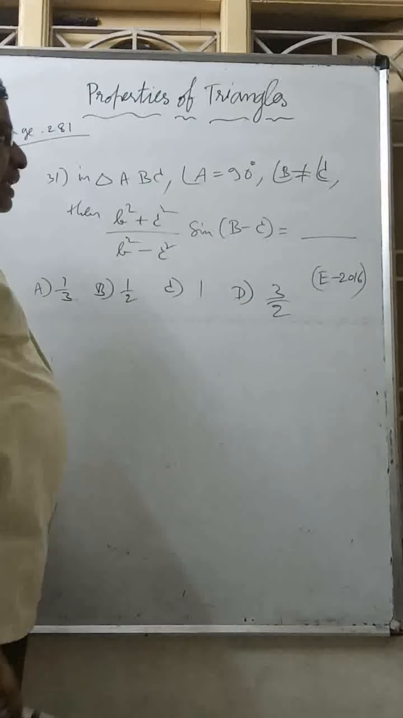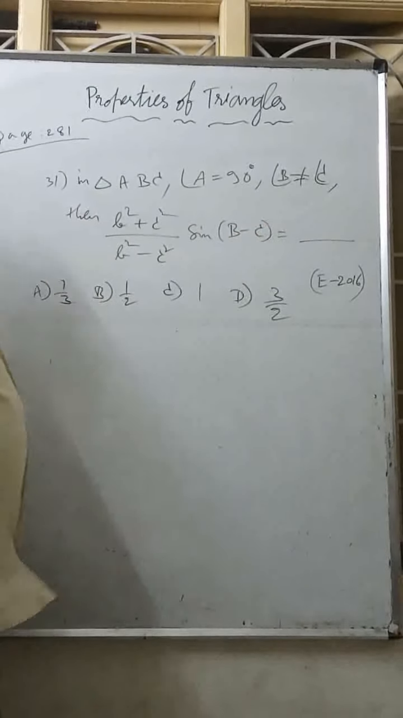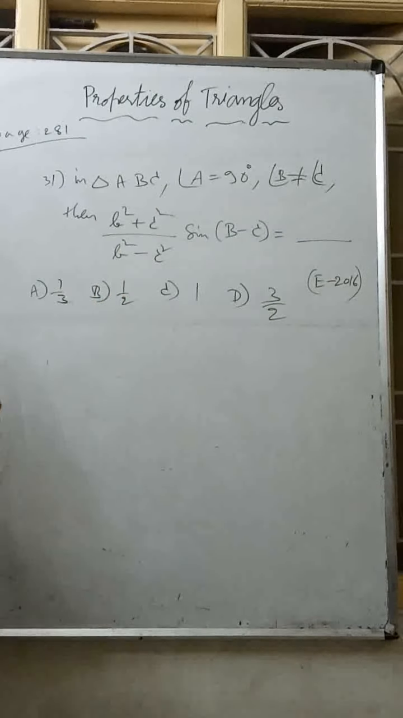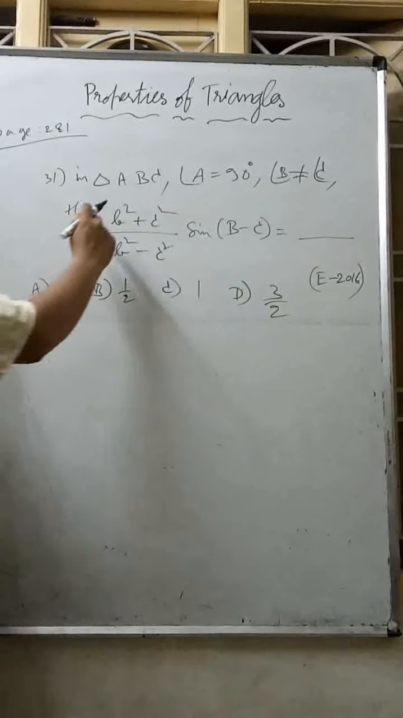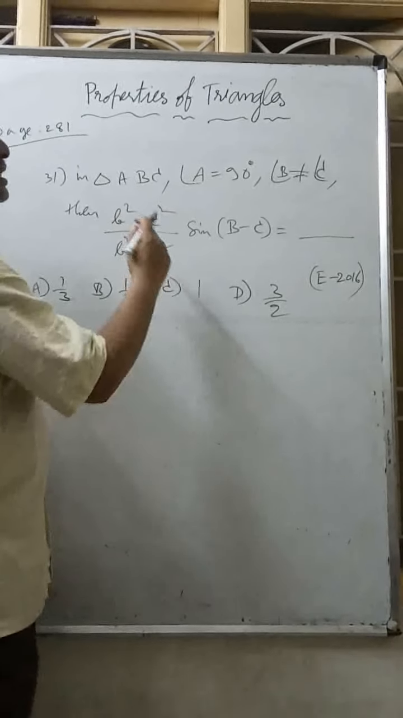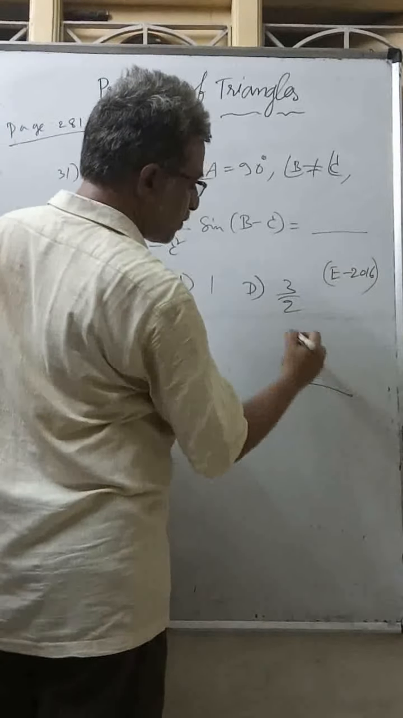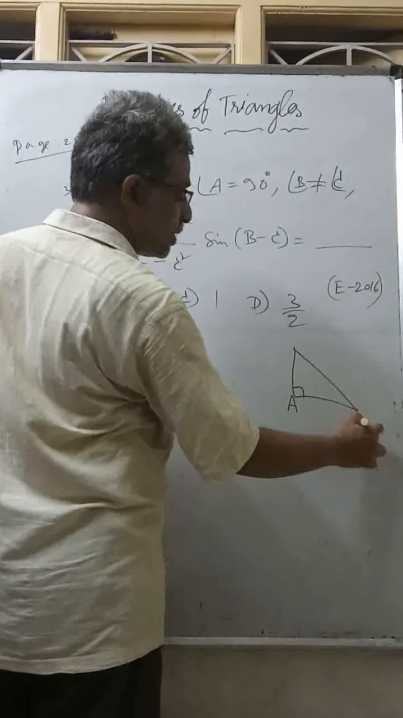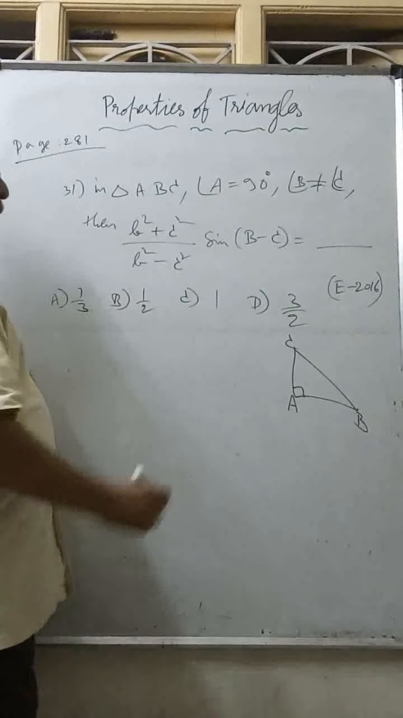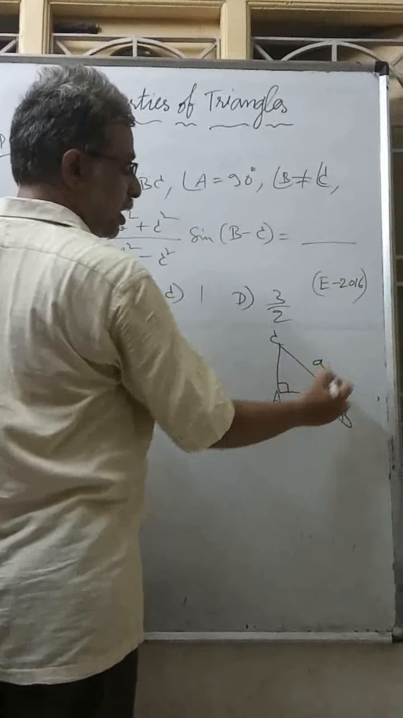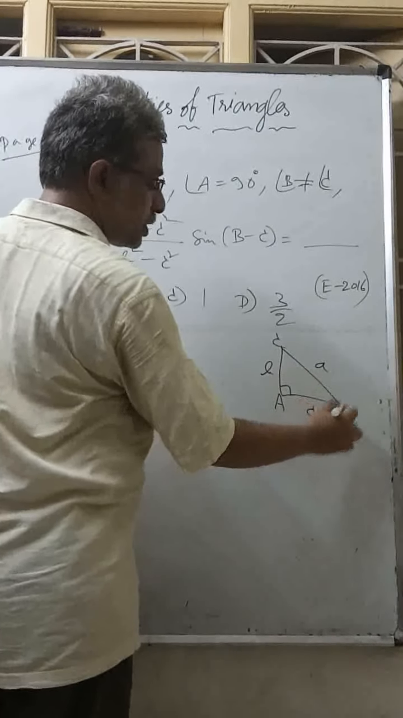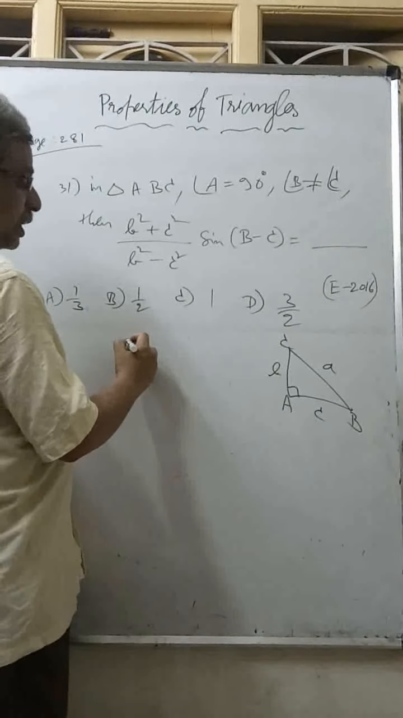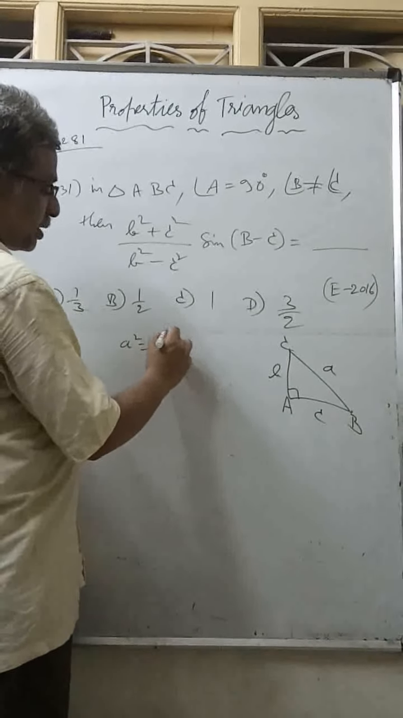Triangle ABC, angle A is 90 degrees, B not equal to C, then (B square plus C square) by (B square minus C square) into sin of B minus C. Now in triangle ABC, it is given angle A is 90. First of all, this is angle A 90 degrees, this is B, this should be C. Opposite to A is small a, opposite to B is small b, opposite to C is small c. So from this triangle we know Pythagoras theorem, A square equal to B square plus C square.